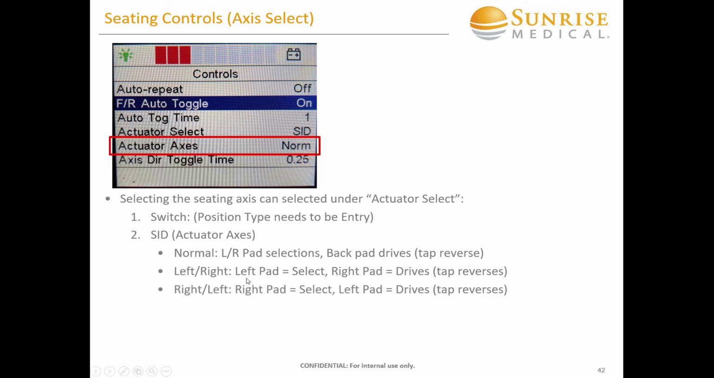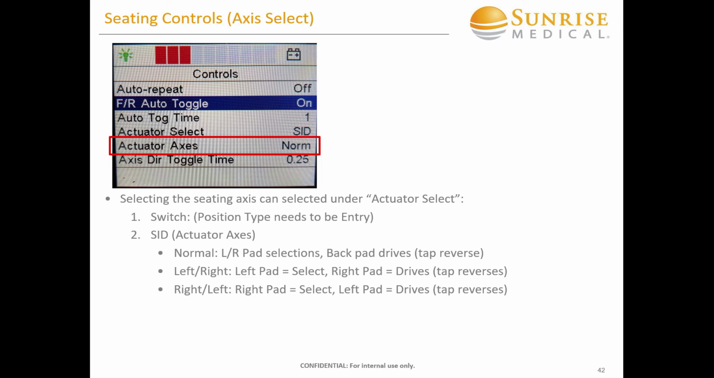What this does is it's going to use either the left pad to select which seating axis you want and the right pad to drive it. That means the rear pad is turned off and you can rest your head on the back of the headrest while you're going into tilt or into recline. That way they don't have to hold their head up when they're doing their pressure reliefs.